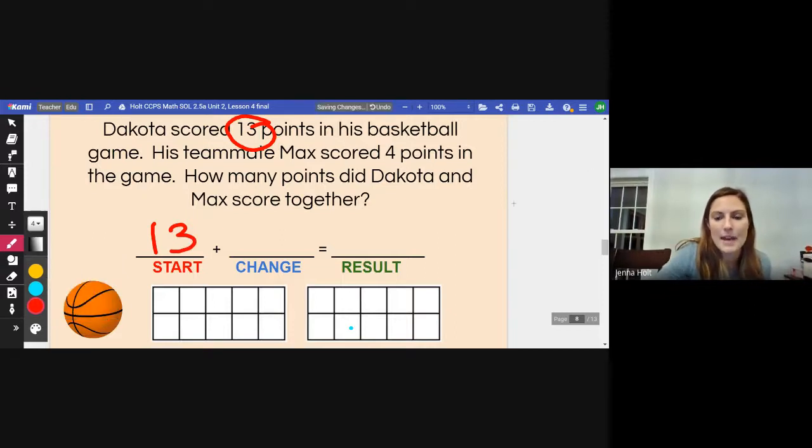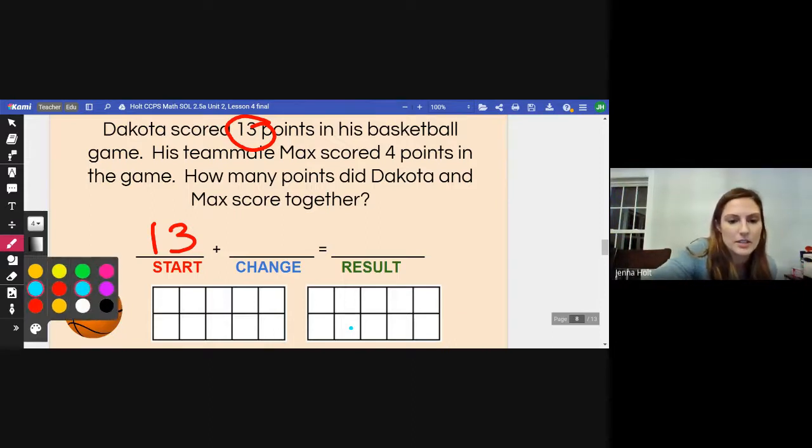His teammate Max scored 4 points. And I'm looking at our question because at first I may not know what are we doing with those 4 points. Are we adding? Are we subtracting? But when I look ahead at my question, it says how many points did Dakota and Max score together? So I know that if I'm looking for how many they scored together, I'm going to be adding those two numbers. So 13 plus my change, which is 4.